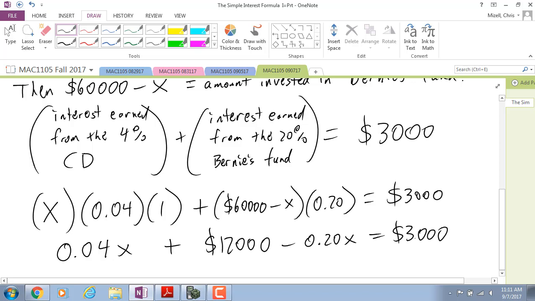If Bernie's fund were FDIC insured, maybe Joan would take the risk and invest all of it in Bernie's fund and maybe get $12,000 interest out of the deal rather than the $3,000 that she seems to be contenting herself with. But there's so much risk involved there, she doesn't want to take that plunge.